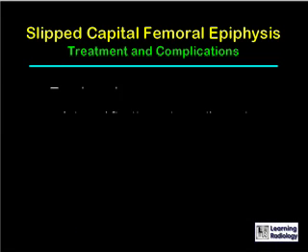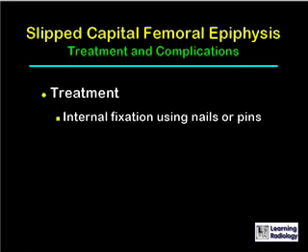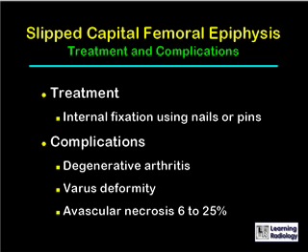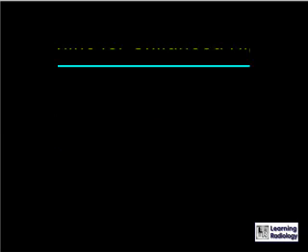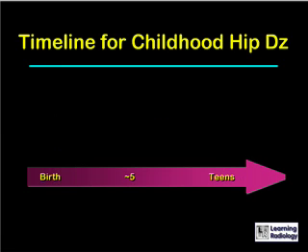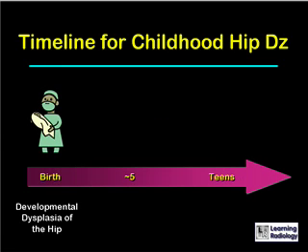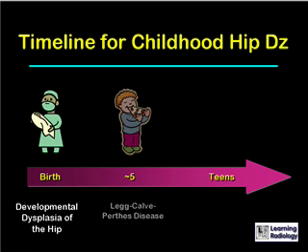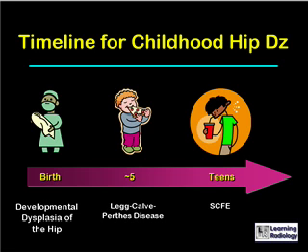The treatment for SCFE is internal fixation using nails or pins. Complications include degenerative arthritis, a varus deformity, or avascular necrosis that occurs in from 6 to 25% of cases. To review, the timeline for childhood hip diseases: developmental dysplasia of the hip occurs at birth, Legg-Calvé-Perthes disease around 5 years of age, and slipped capital femoral epiphysis is a disease of teenagers.